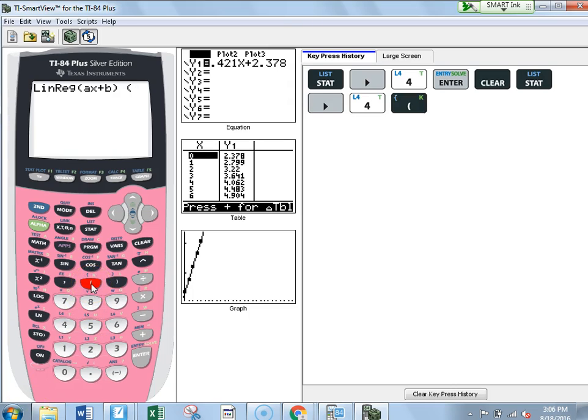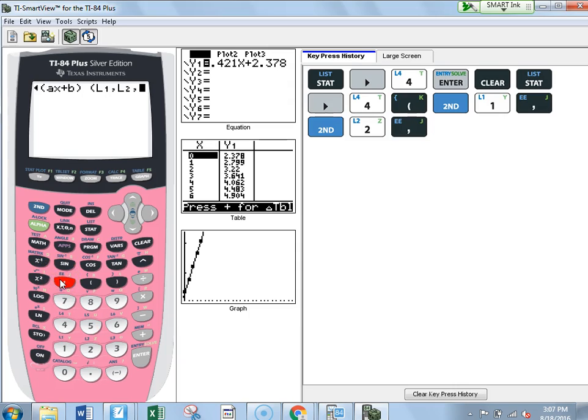Parenthesis key, which is above the 8. Then the second 1 to get L1. Then a comma, which is above the 7. Second 2 to get L2 on the screen. Then a comma again. And then you're going to put a Y1 here.